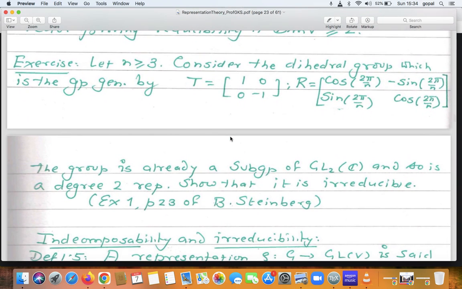Now let us take the dihedral group. The dihedral group is already a subgroup of GL2C. And again, we can see that T and R do not have a common eigenvector. Again, the degree 2 representations. So, if all the matrices have a common eigenvector, then it is reducible. Otherwise, it is irreducible. So, this is an example of an irreducible representation for the dihedral group.